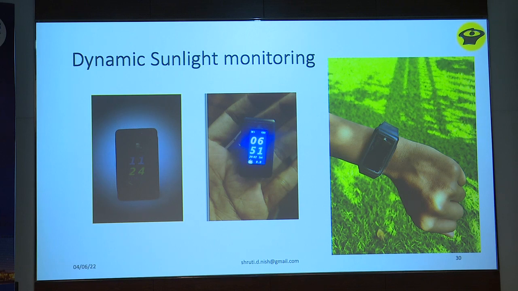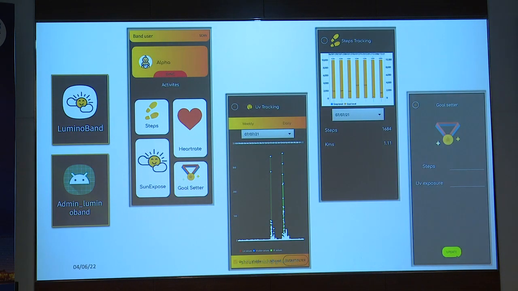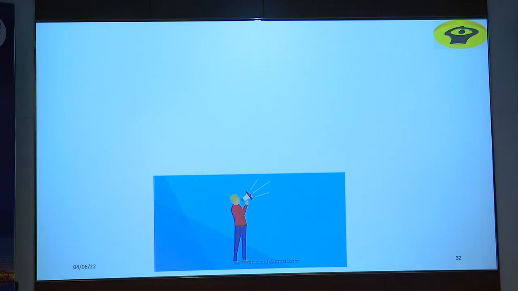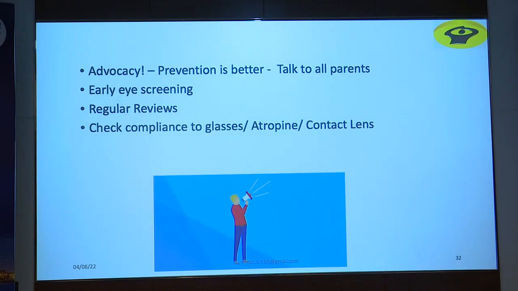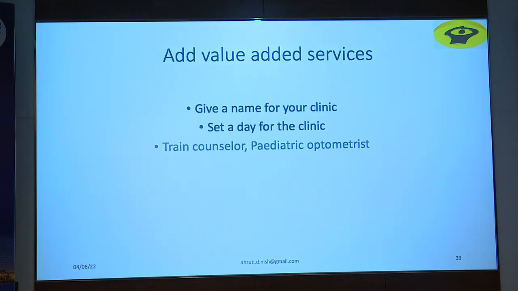So this is a new device that we have devised for monitoring sunlight in children. Again, it goes more customized in terms of myopia control. There is an app that tells them how much sunlight the child gets every day. So I'm just going to, these are all the, how much to talk, whom to talk. So this is going to be my final slide.